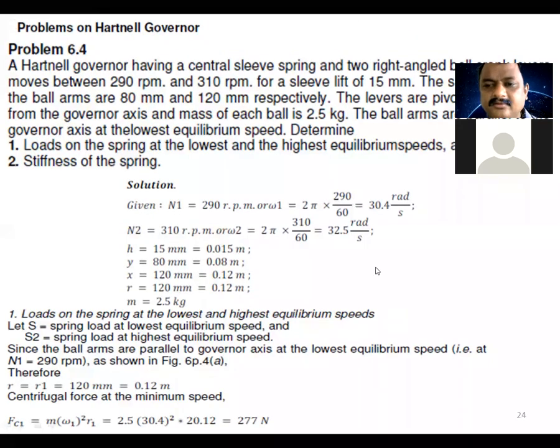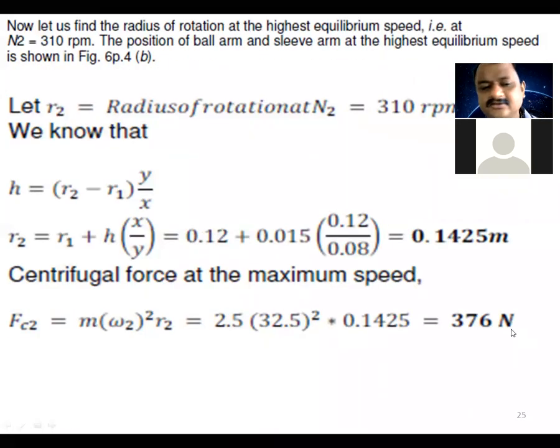277 Newton, whereas FC2 is 376 Newton. 100 Newton means about 10 kg force, so it is not varying by a large amount. Therefore we are assuming it as almost close.